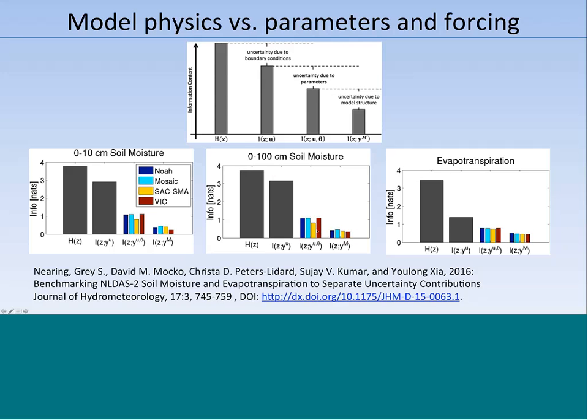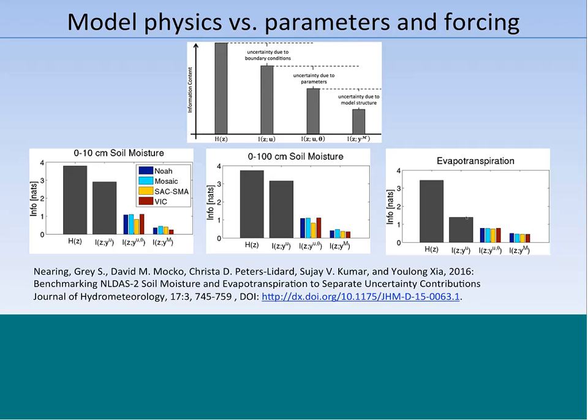And if you compare this to this last column, which is the loss in information due to the model physics, you can see that the loss of information there is much, much less than the loss of information in the parameters. So we do need to spend that time on the parameters as well as the forcings because, for example, for evapotranspiration, forcings are where you lose all the information.